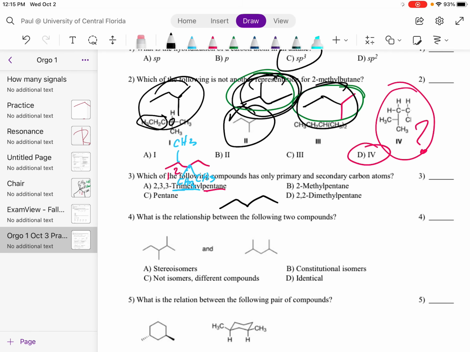2, 3, 4, 5, boom, like that. That's the structure we would get. 1, 2, 3, 4, 5. I'm just double checking the longest carbon chain. So there's that molecule. Let's see, pentane would just be 2, 3, 4, 5. So that's molecule C. This is molecule A, molecule B, 2-methylpentane.